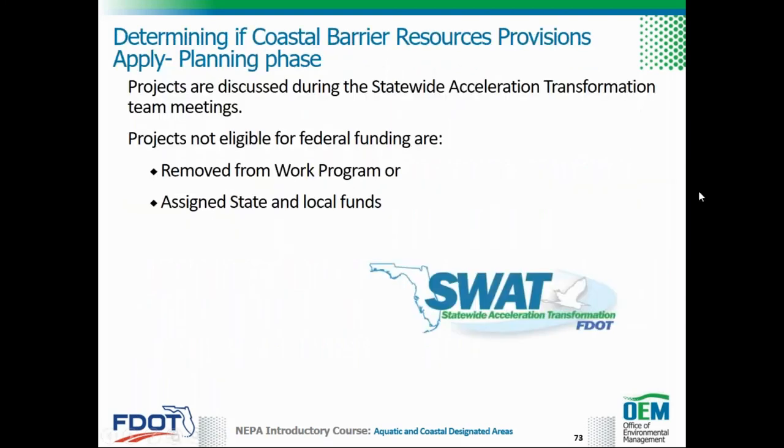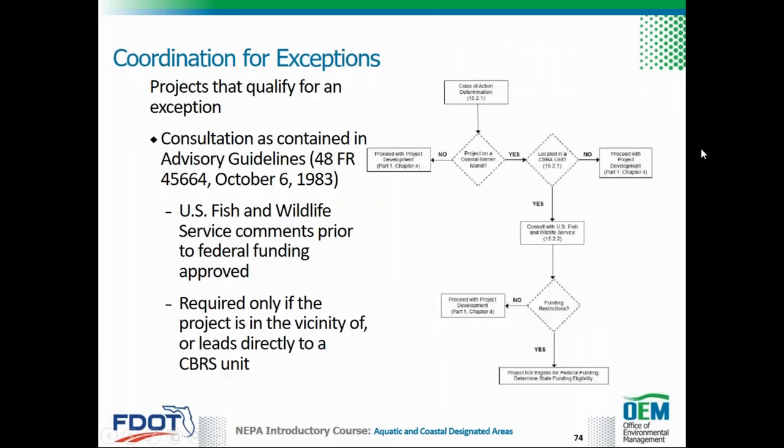During the planning phase, projects are discussed during the statewide Acceleration Transformation Team meetings, and projects which are not eligible for federal funding under Section 5 of the Coastal Barrier Resources Act are either removed from the work program or assigned state or local funds.